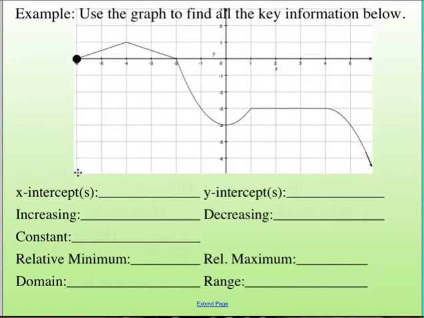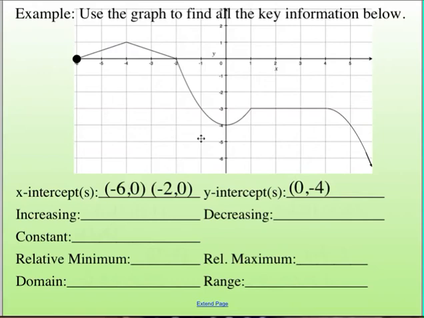So the first thing, finding the x-intercepts. X-intercepts, remember, is where the graph hits the x-axis. There can be more than one. There might just be one, or there might even be none. But in this case, the graph hits at negative 6, 0 and also at negative 2, 0. Y-intercept is where the graph hits the y-axis. Once again, there might be none, there might be one, there might be more than one. And in this case, there is only one y-intercept, and it hits at 0, negative 4.